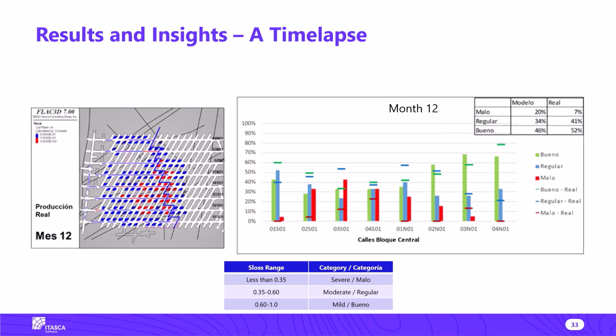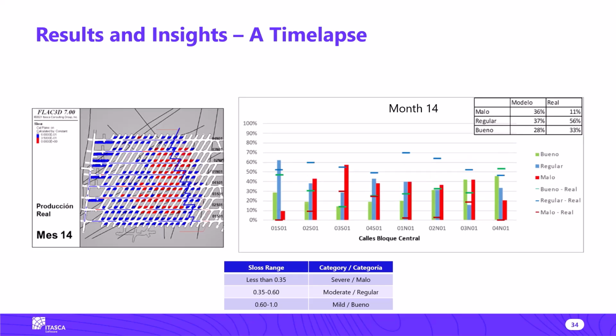When we go to month 12, now we have observational information. Remember that the cave breakthrough took place around month 10 or 12. So by comparing with the mine records, the model seems to be overestimating the severe category and underestimating the moderate category, but the mild category is quite accurate. Month 14, the severe category is still overrepresented, but is compensated again with the moderate damage.